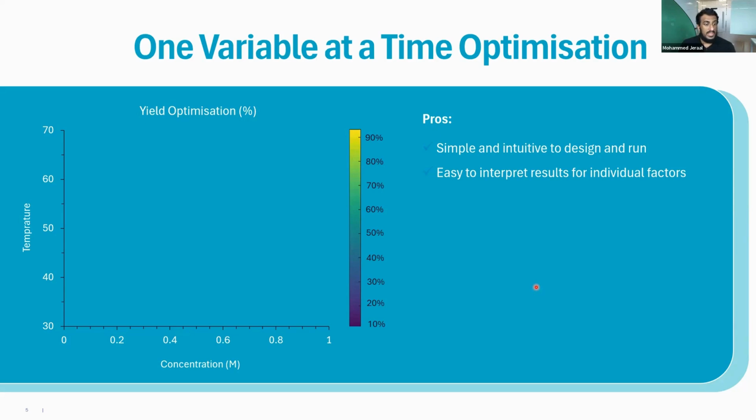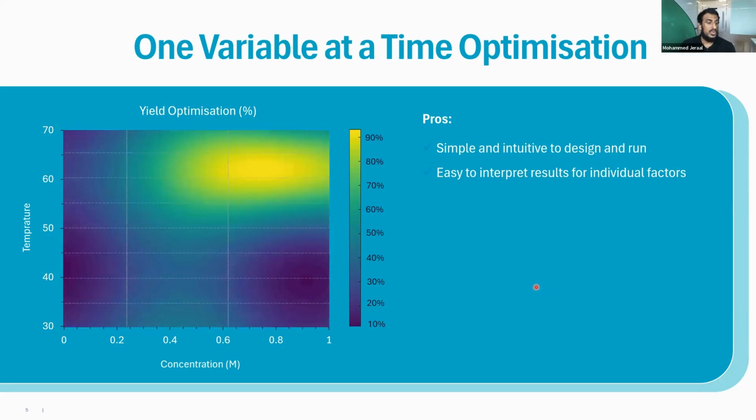So for the sake of this demonstration, I'm actually going to show you what the effect of concentration and temperature is on the yield. And you can see how it varies relative to this color scale on the right-hand side. So let's say that you're starting this optimization and you don't see the contour plot in the back.